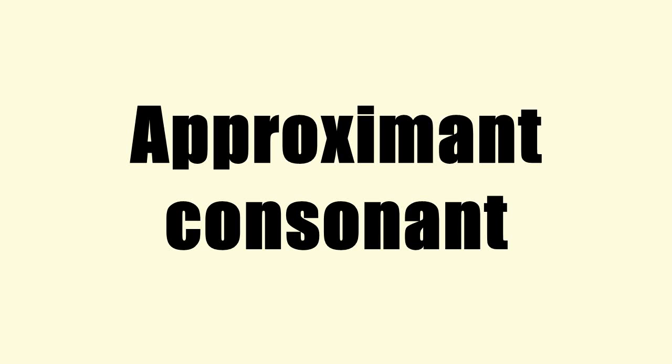Approximants are speech sounds that involve the articulators approaching each other but not narrowly enough, nor with enough articulatory precision, to create turbulent airflow. Therefore, approximants fall between fricatives, which do produce a turbulent airstream, and vowels, which produce no turbulence. This class of sounds includes lateral approximants like L, non-lateral approximants like R, and semi-vowels like J and W.